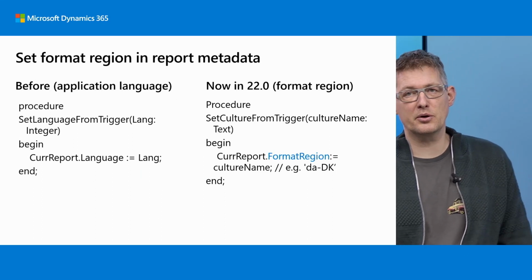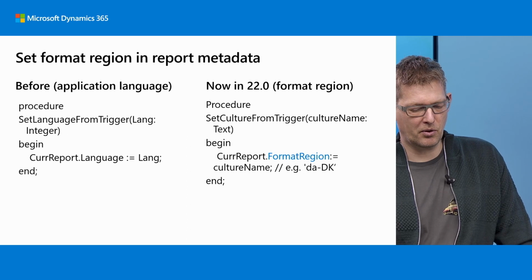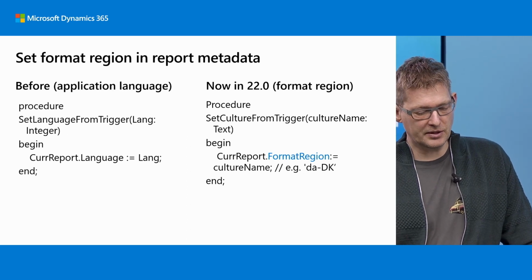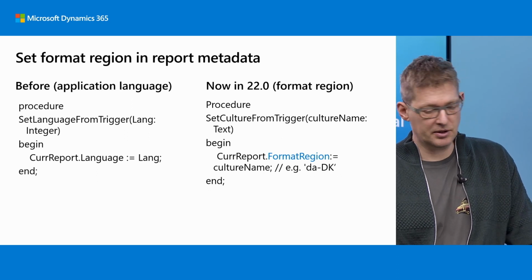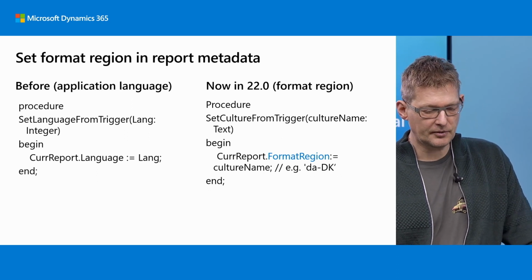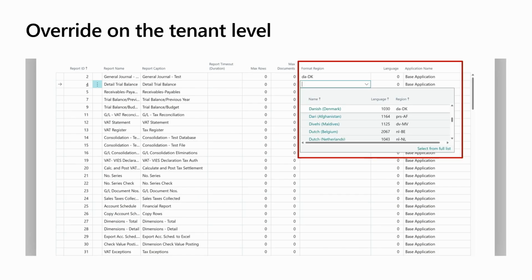So this is how it looks in report metadata. You can simply set on the report the format region, and in this case, this could be da-DK, but it could be something else. If the tenant admin is unhappy about that, she can simply go in and change this and say, for this particular report, I want the region to be not Danish, but something else.